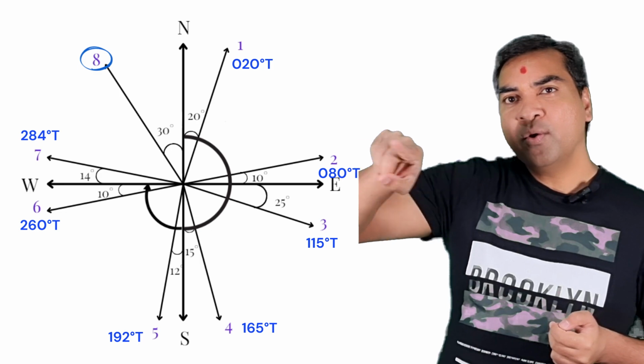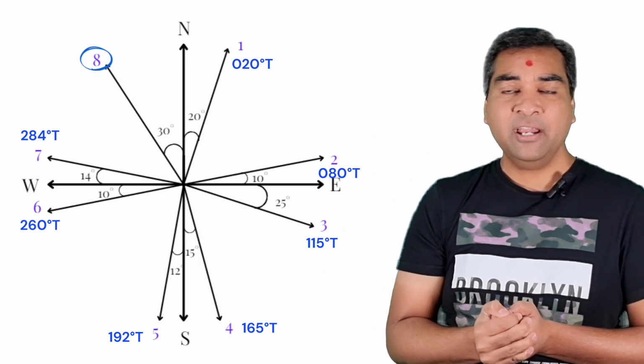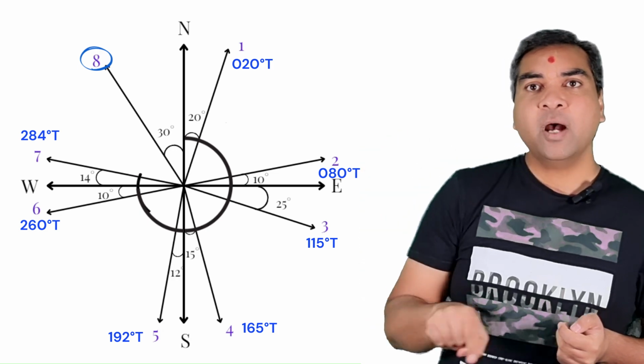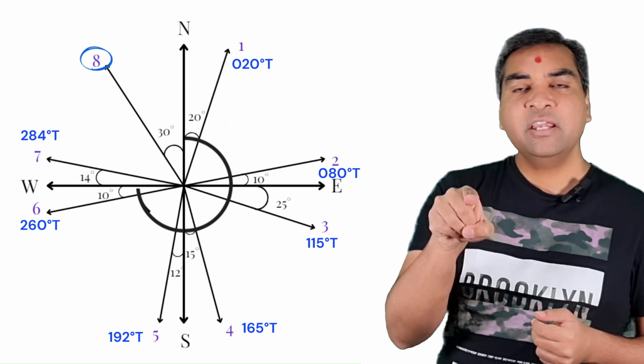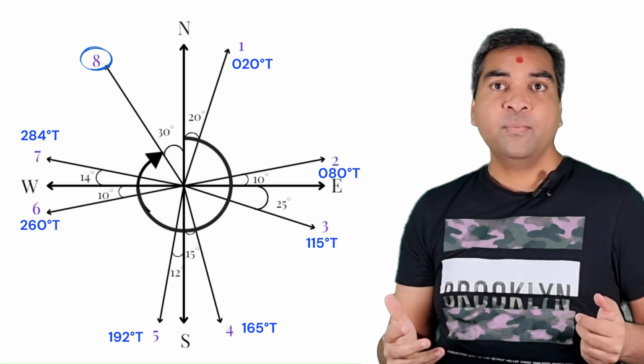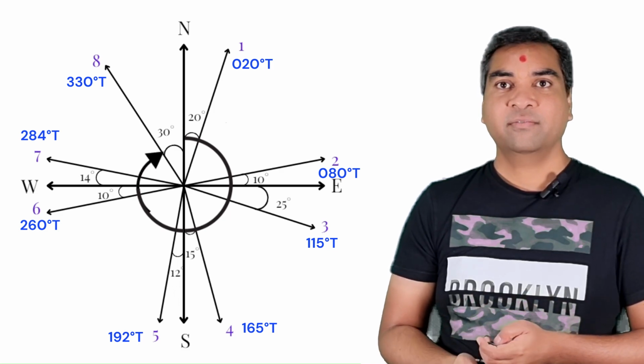So let us say if I go north to north, which is a full cycle, which is 360 degree. But if I want to go only up to 8, I got to go 30 degree less. So 360 minus 30, which will give me 330 degree bearing for line 8.